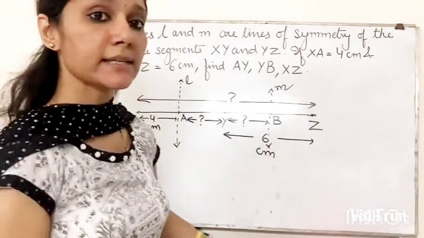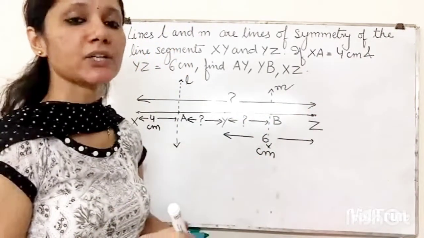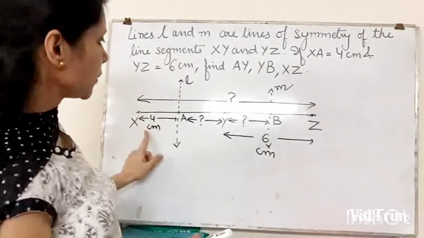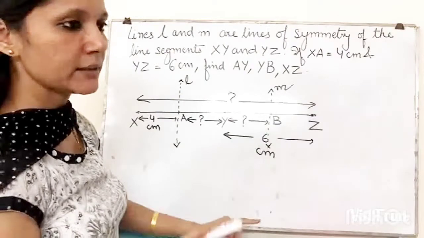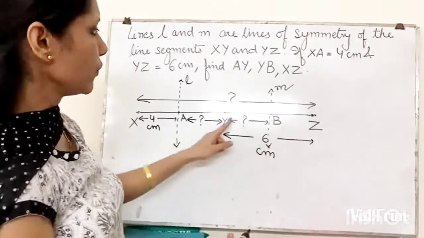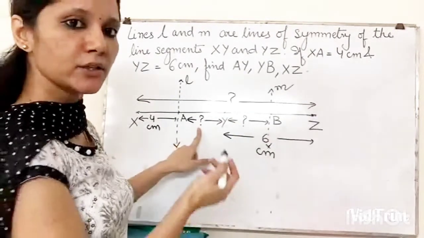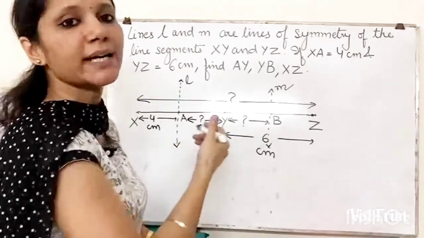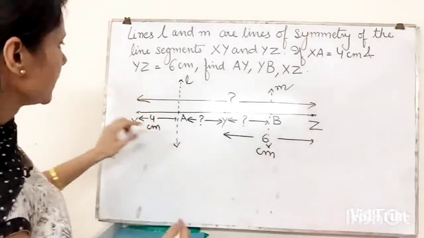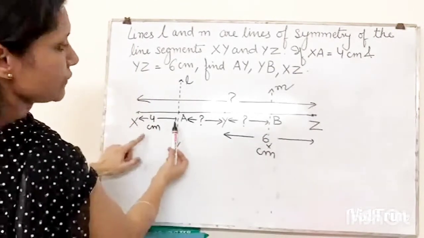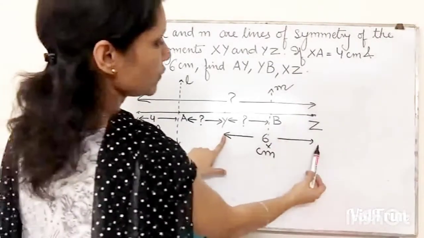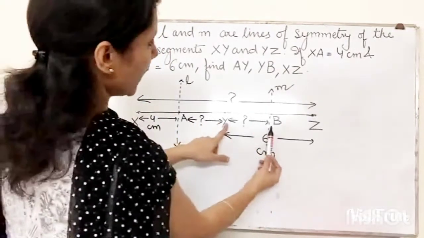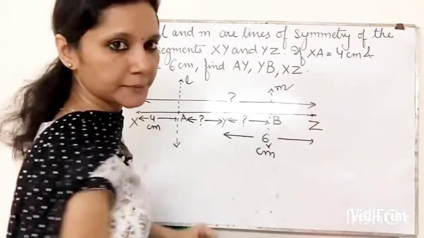So in these types of questions, it is very essential to label the diagram. What is given in the question, label that in the diagram, and what is to be found out, put a question mark there, so that you are able to understand the question from the diagram itself. Now we know here that X to A is 4 centimeter and Y to Z is 6 centimeter, and we have to find out AY, YB and XZ.